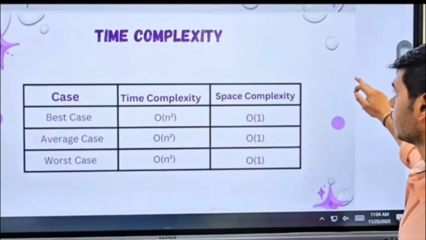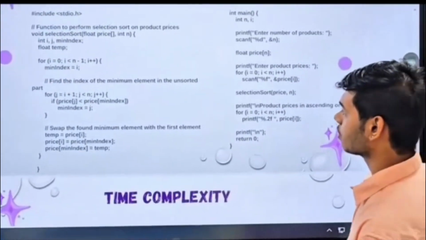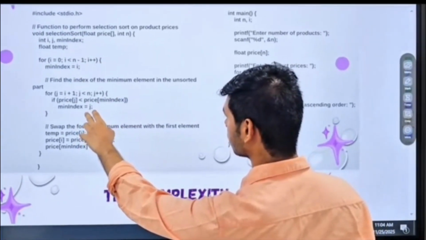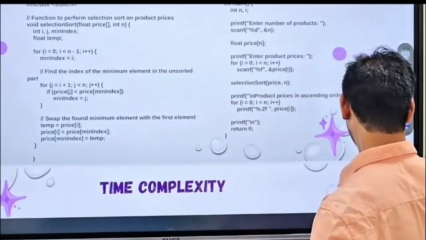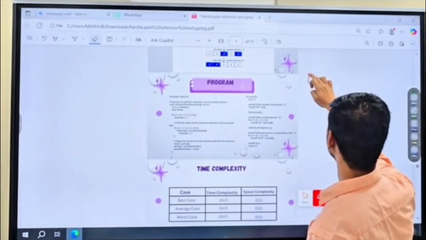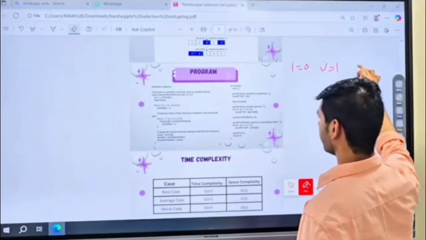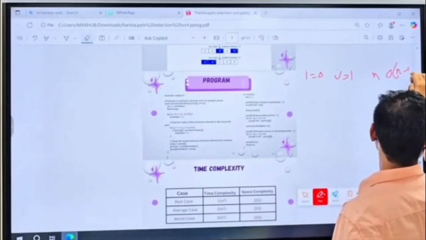Here I will continue from the time complexity. In this code, at the first for loop, i starts from 0 and ends at n minus 1. At the second for loop, j starts from i plus 1 and ends at n. So here i starts from 0 and j starts from 1 and ends at n. So the time complexity is O of n minus 1.